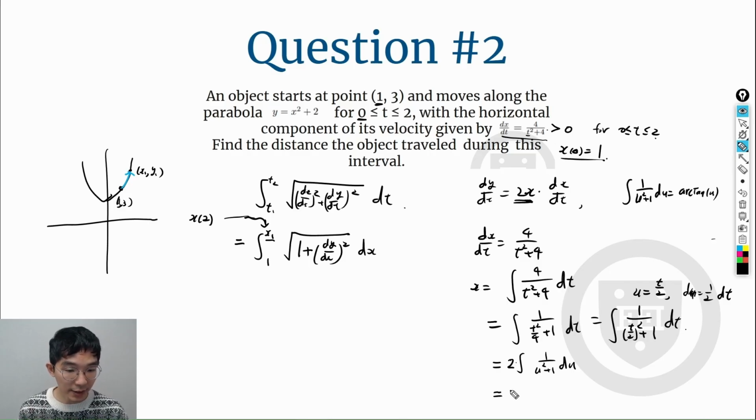And we can always take the constant outside of the integral. So that tells us this means 2 times arctangent of u, where u was equal to t over 2. So it's going to be 2 times arctangent of t over 2 plus c.